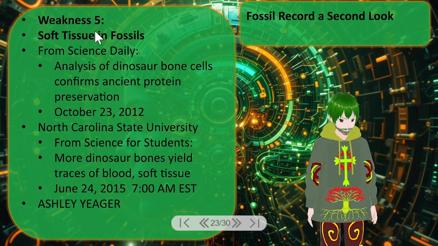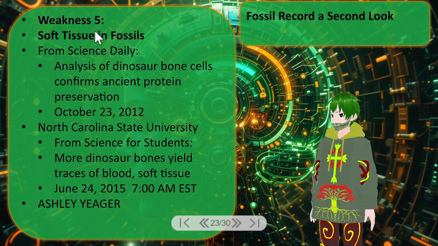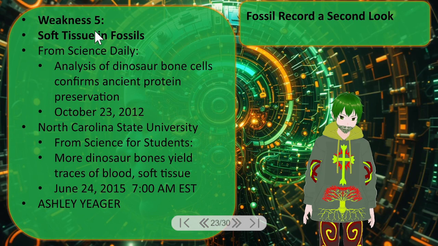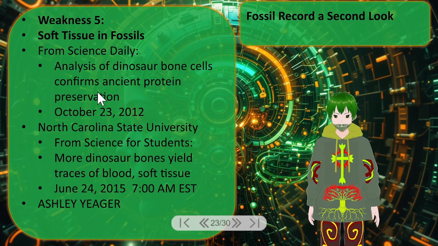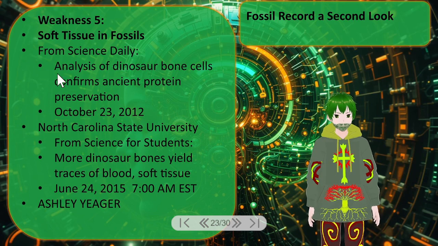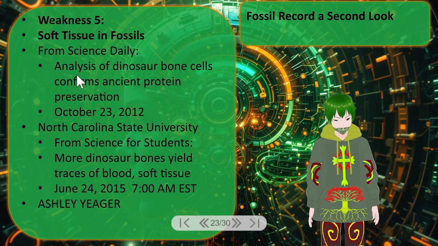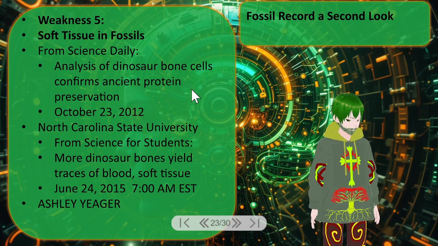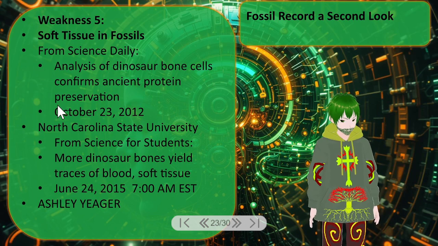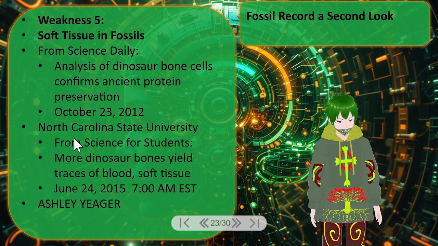Now, weakness 5 is an interesting one because it kind of changes the view of how we see fossils, or how I see fossils. Maybe other scientists would disagree with me. And that's the discovery of soft tissue. So from Science Daily, October 23rd, 2012, analysis of dinosaur bone cells confirms ancient protein preservation.